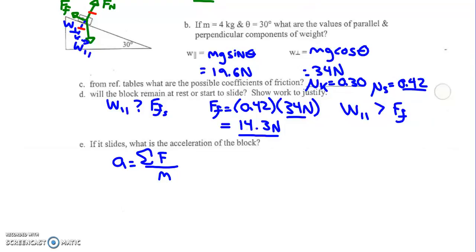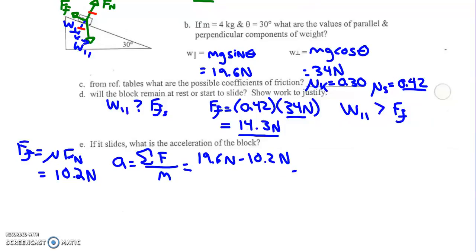So what I want to do, as a little side calculation, is redo the friction equation, but now I want to put in the 0.3. If you put in 0.3 and multiply by the normal, we get a value of 10.2 newtons. So now I can do my sum of forces: my 19.6 newtons minus my 10.2, all over 4 kilograms. And I got an acceleration of 2.35 meters per second squared.